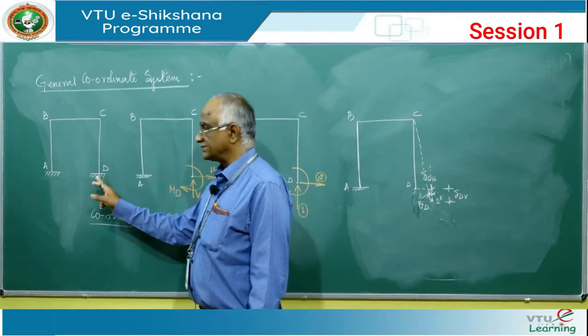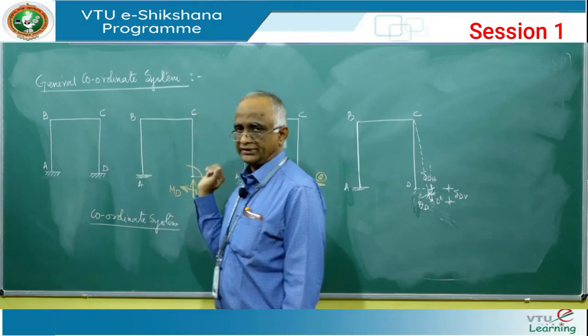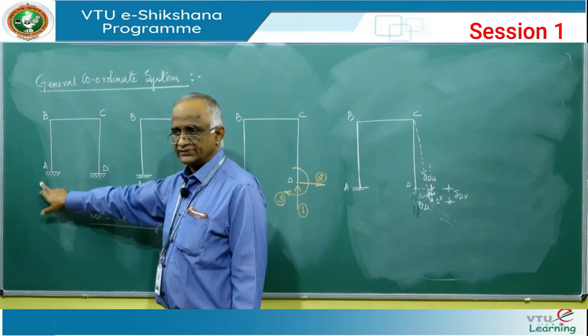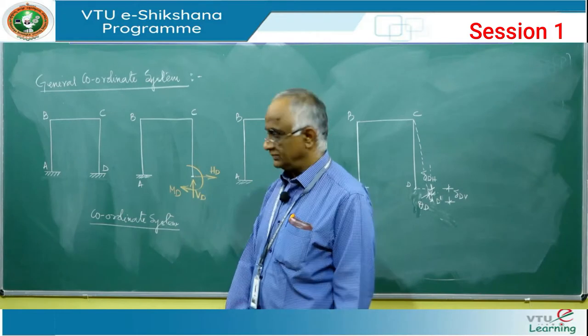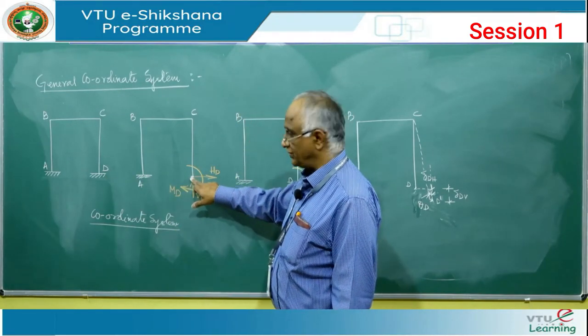So because 3 degrees of freedoms, that means if you remove support D, it becomes determinate. So it becomes a cantilever bent. So one end is free, other end is fixed. You can easily solve just by using your equations of equilibrium. Now, if you remove this now, so I have taken out the support D here.